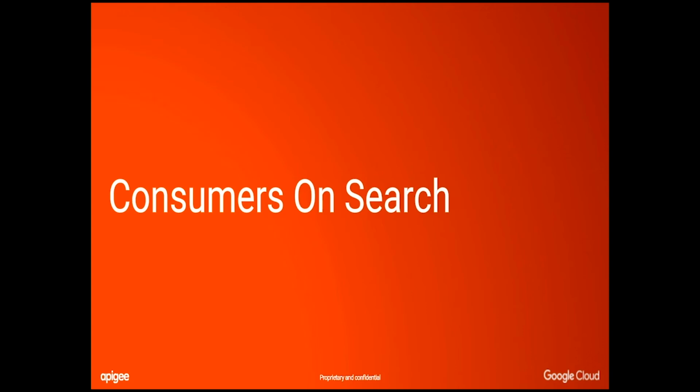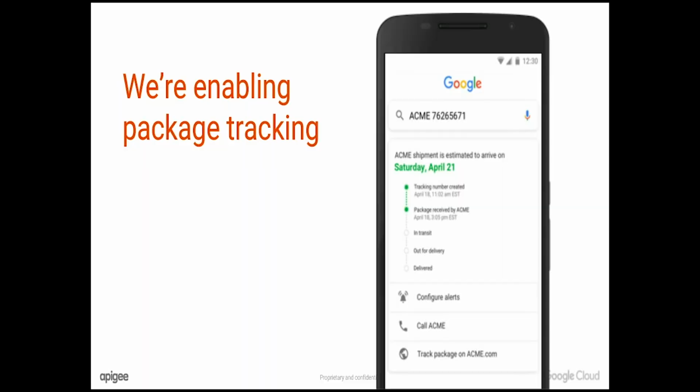We are also working on it's not just developers who come to Google Search, but also consumers, as you all know. So what is it that we can do to actually drive traffic from consumers straight to your APIs? One of the things that we're doing, the first thing that we're doing, is to enable package tracking.